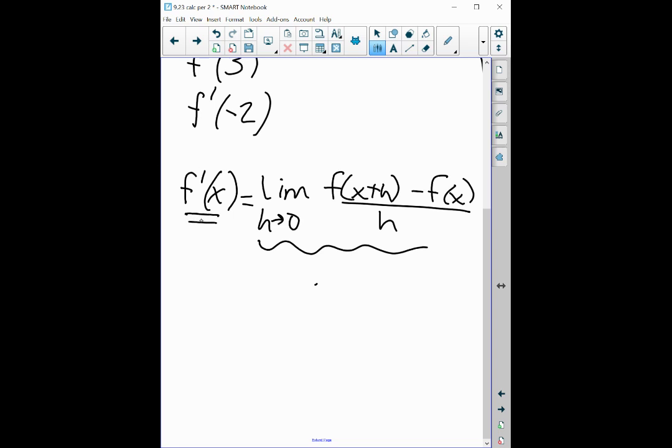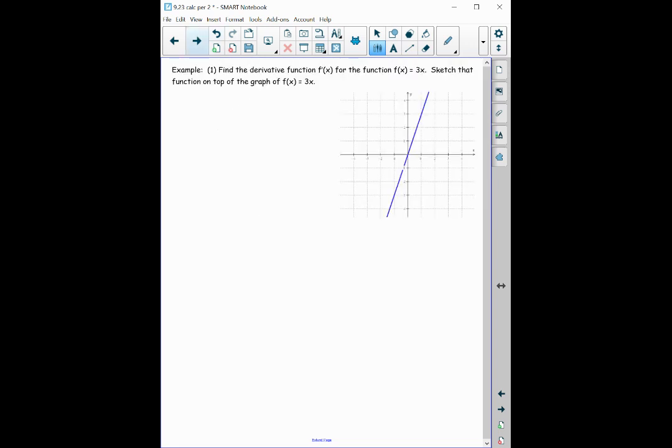Now, f prime of x is a derivative function. It's a function that measures slope. It has a domain and a range, and we're going to get into how we first find f prime of x, and then what the relationship is between f prime of x and the function f of x. We're going to do a few examples where I give you a function f of x, we calculate the function f prime of x, and we graph it on the same graph as f of x.